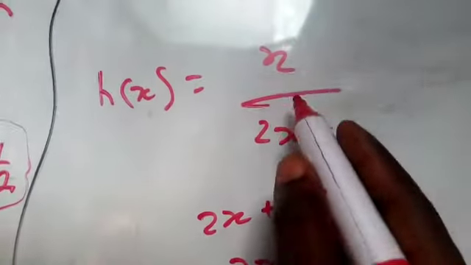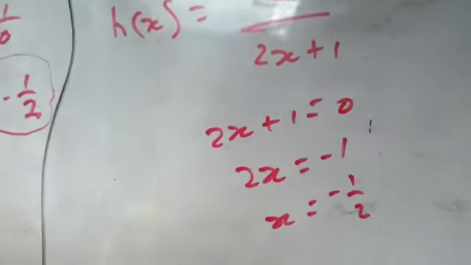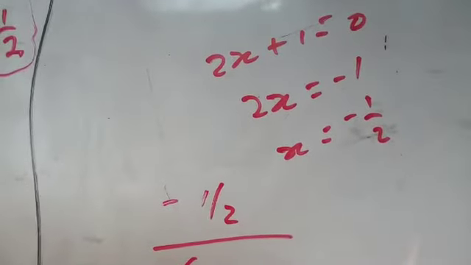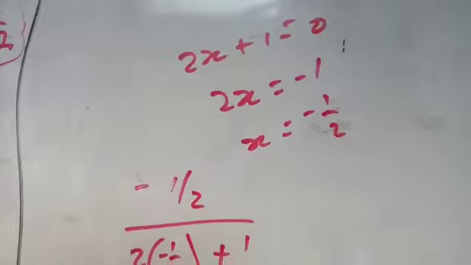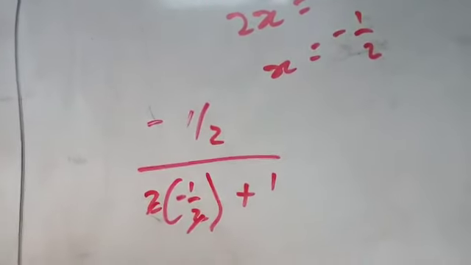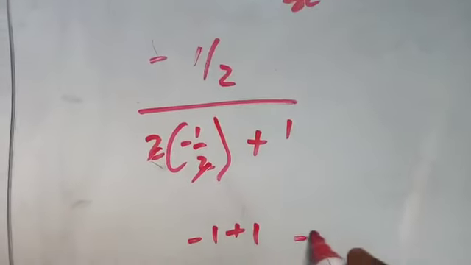So whenever you see x, you replace that by what? Minus 1 over 2. So the top will be minus 1 over 2, right? And then the down will be 2 into bracket minus 1 over 2 and then plus 1. Is that okay? So the down here, you can see that the 2 will go out, so you are left with minus 1 plus 1, right?